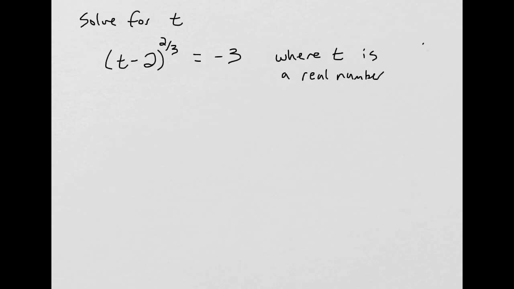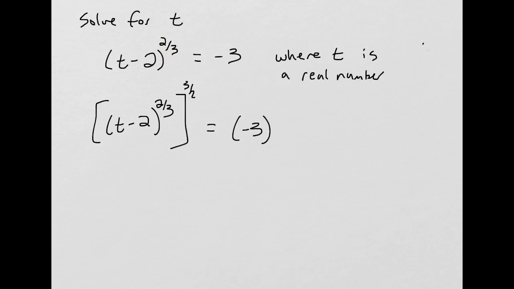Okay, so for this one again, my goal is I want to make this exponent into a 1. So the way I'm going to do that is I'm going to raise both sides to a power. And the power I'm going to choose is going to be the reciprocal of 2/3. So I'm going to choose 3 over 2. On the other side, I've got negative 3 to the 3 over 2.